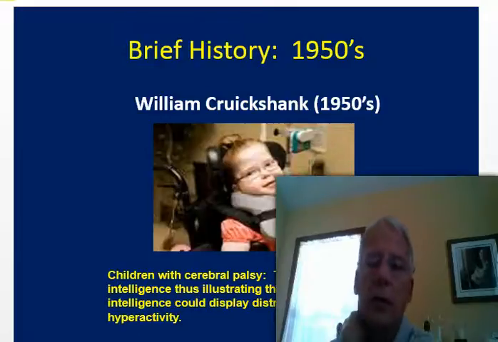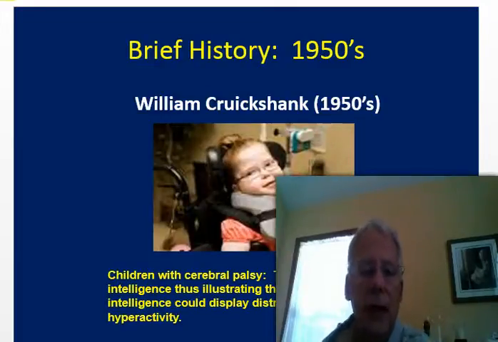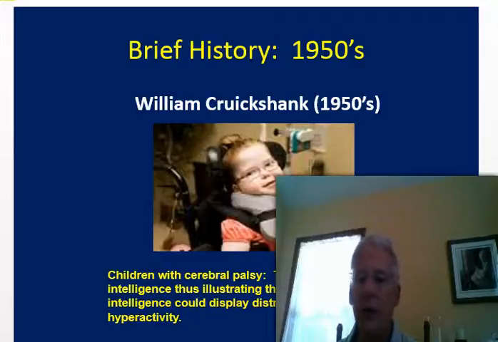William Cruikshank in the 1950s, in his research around the mid-century, probably close to 60 years ago, focused on distractibility and hyperactivity and connected those conditions to those with brain damage or intellectual deficiencies. So William Cruikshank revealed that those with normal intelligence could also display those conditions. So Cruikshank's research opened the door to begin to look at certain behaviors with those with normal intelligence.